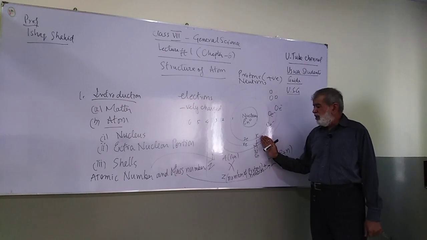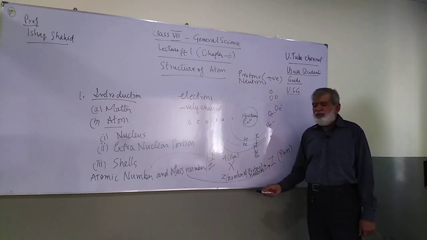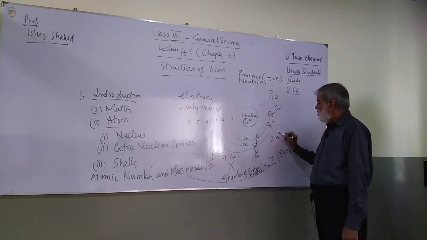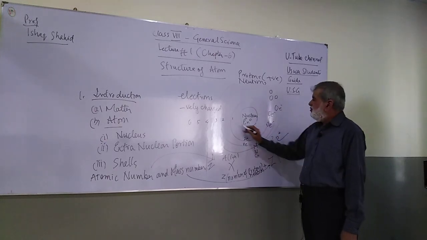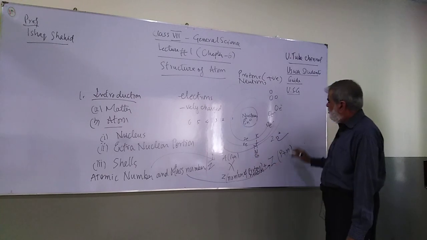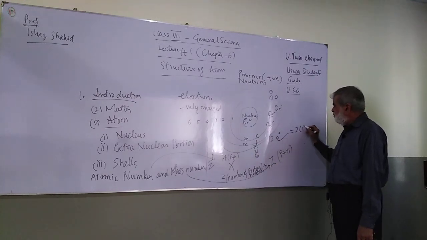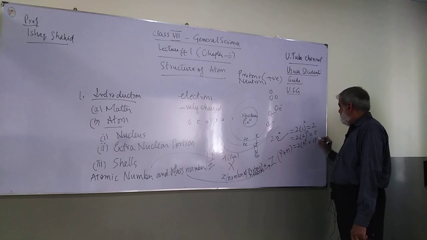The number of electrons that can be in a certain shell is determined by a formula which is 2n squared, where n stands for the first, second or third shell. So this is the first shell, second, third. So the number of electrons in the first shell will be determined by 2 into 1 squared, which is equal to 2. In the second it will be 2 into 2 squared, which is 8. And the third will be 2 into 3 squared, which is 18.